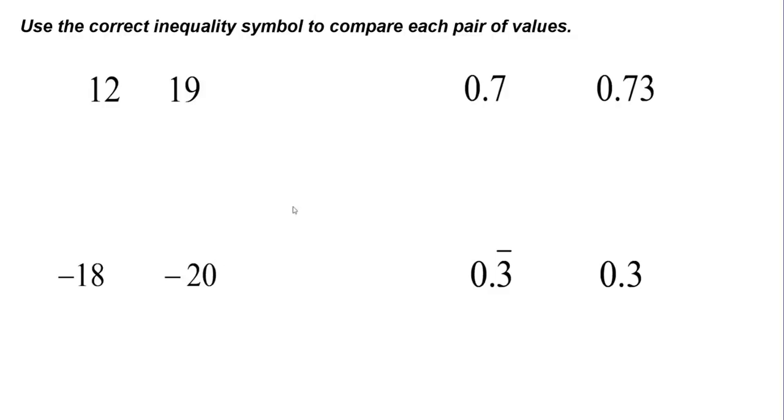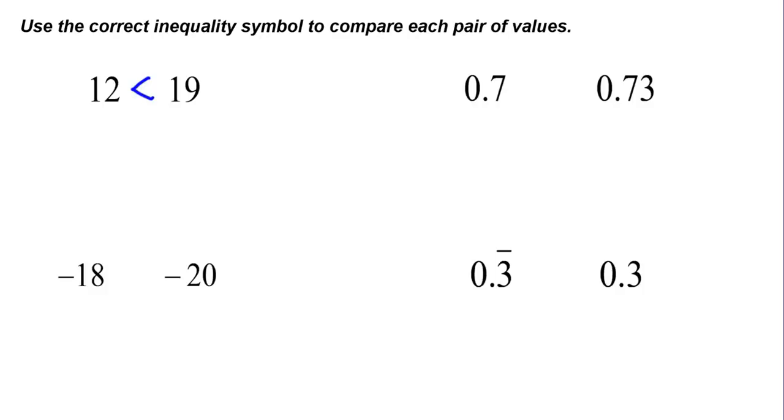So let's practice putting the correct symbols in here. We're going to use the correct inequality symbol to compare each pair of values. So here we want to compare 12 and 19. These are obviously not equal to each other, so we can't use an equal sign, but we will use an inequality symbol. 12 is less than 19, so we need to use the less than symbol. That would be the correct way to compare those statements mathematically. 12 is less than 19.